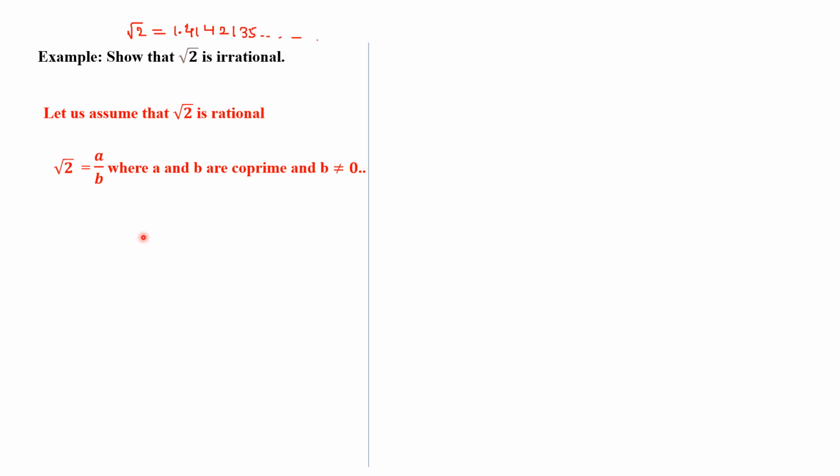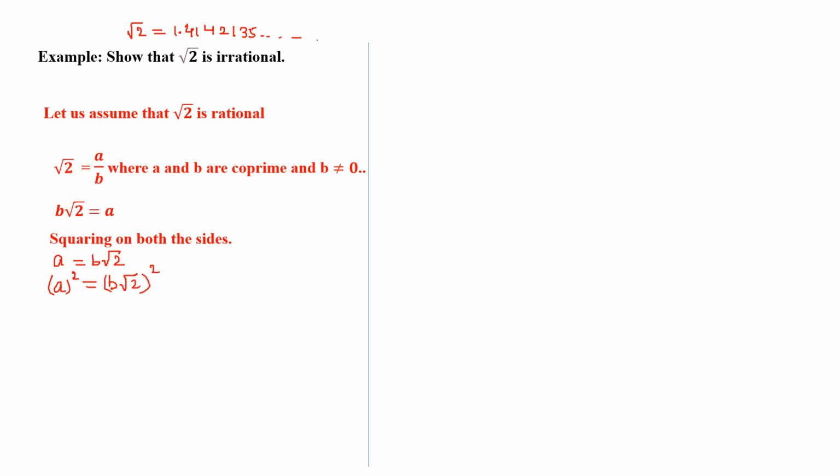Now I'm going to cross multiply. So b will get multiplied with root 2 and it will be b root 2 equal to a. Now I'm going to square on both the sides. I'm going to exchange LHS and RHS, so I'm rewriting it as a equal to b root 2. Now I'm going to square it. So a whole square equal to b root 2 whole square.